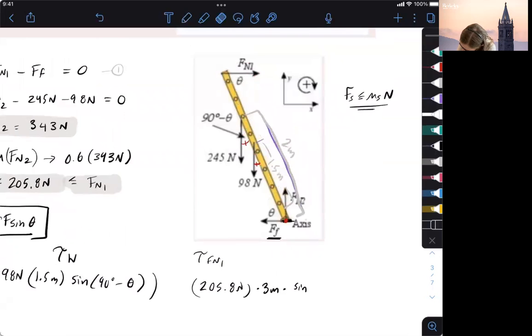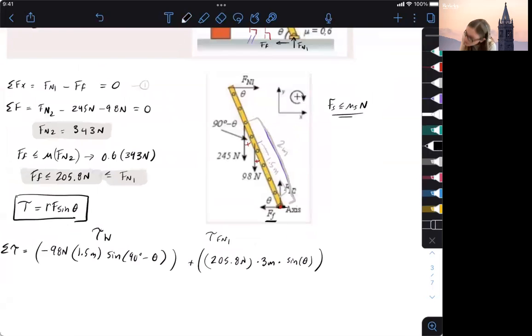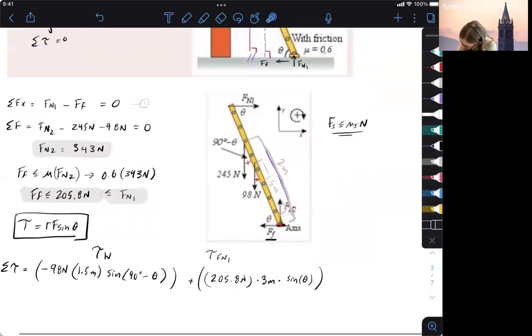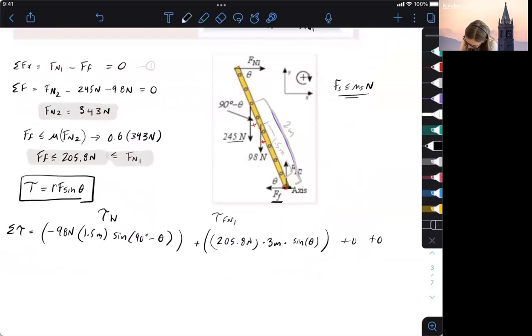So sine of theta. Sine of this theta angle here. Okay. So this one's positive. Okay, and then for my normal force for the ground, if I'm accounting for these two here, I have this normal force and then this frictional force. When I'm taking my torque at this point, the radius for both of those is going to be 0, so those will both be 0, right? Plus 0, plus 0.